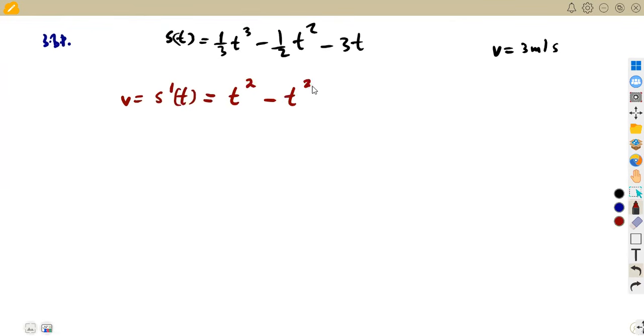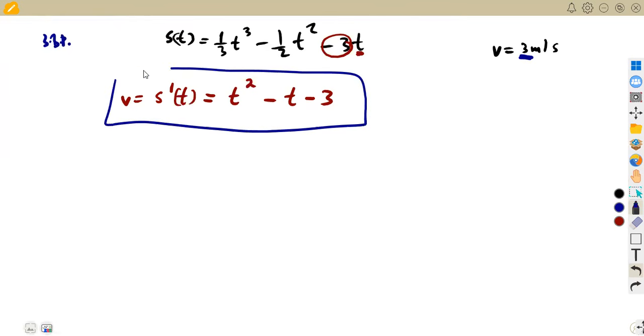That is going to be 1. We subtract 1, so that will be a t. This one, we are back to that linear term, so we're just going to take the 3. So our answer there is going to be t squared minus t minus 3. They are saying the velocity at that moment is 3 meters per second, and this is the expression for velocity, which is t squared minus t minus 3.